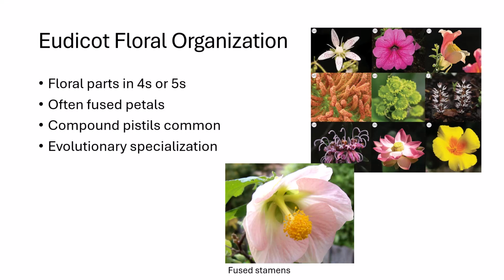Eudicots typically have floral parts in 4s or 5s, or multiples of 5s. They also often show more fusion of floral parts compared to many monocots. Fusion is frequently associated with evolutionary specialization, particularly for animal pollination. In hibiscus, we'll see an excellent example of fusion, especially in the stamens. As you observe, think about how fusion might improve pollen transfer.